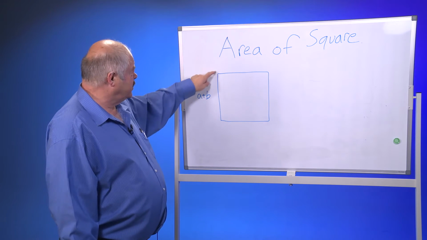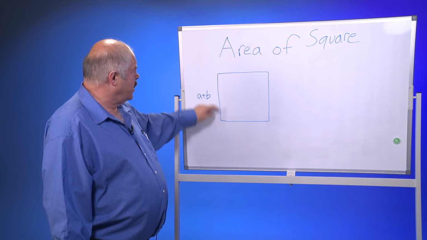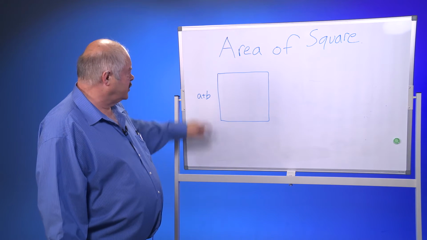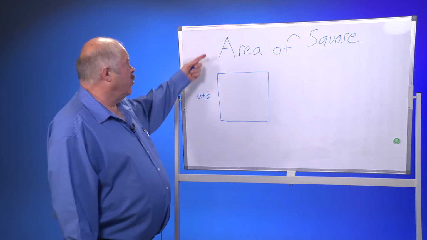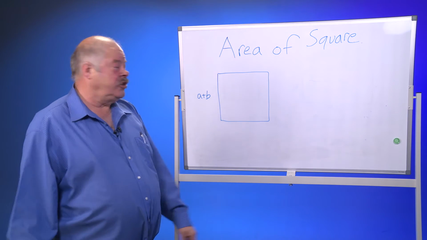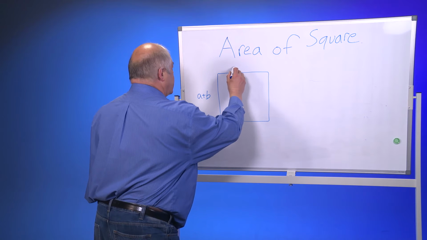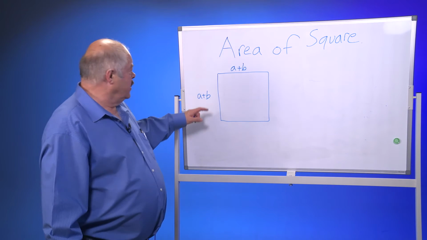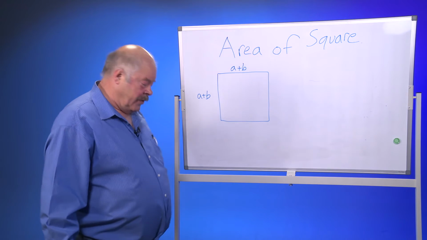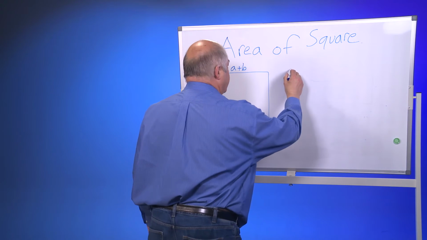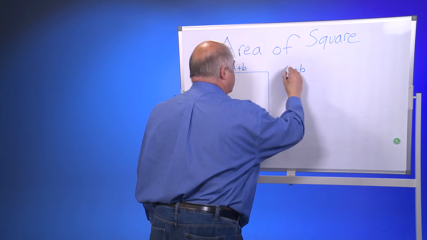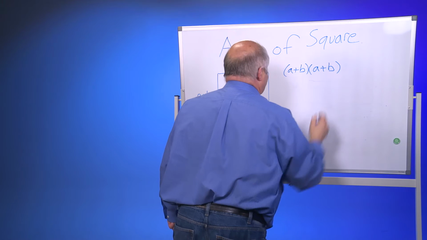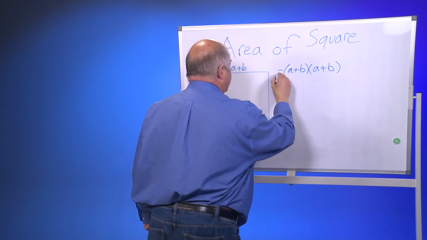And so what this question is asking is, they've labeled this length of the square as letters. And so when they say, what is the area of this square, they're asking, do you recognize that the other side is also a plus b, and that the area is one side times the other, which would be a plus b times a plus b. So that's what the area equals.